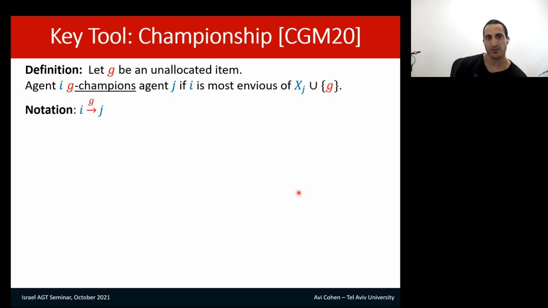So now the next thing, the championship. This was introduced in the CGM 20 paper, the 3-agent paper. Let G be an unallocated item, and agent I, G champions J, if I is the most envious agent of XJ union G. So similar to what we did in that almost cycle example, we consider the most envious agent of XJ union G. And the notation is a labeled edge, an edge that is labeled G from I to J.